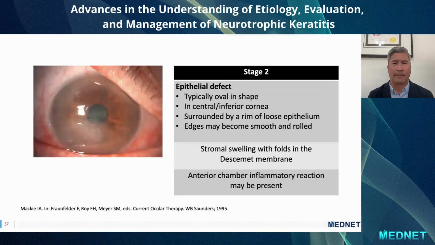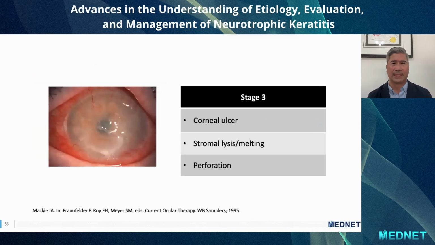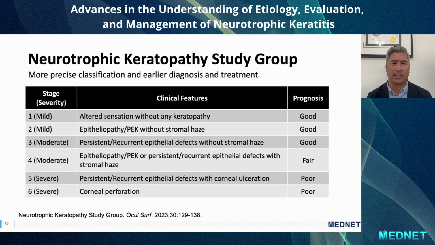Stage 2, the epithelial defect, is typically oval, as you can see in this picture and the previous picture that we showed, surrounded by loose epithelium. The edges may be rolled up, can have stromal swelling with folds, and an anterior chamber inflammatory reaction may be present. And then stage 3, the corneal ulcer, the stromal lysis or melting or perforation. So having the team in place, whether you're treating it or referring it out, make sure you have that phone a friend that you can manage these patients with.